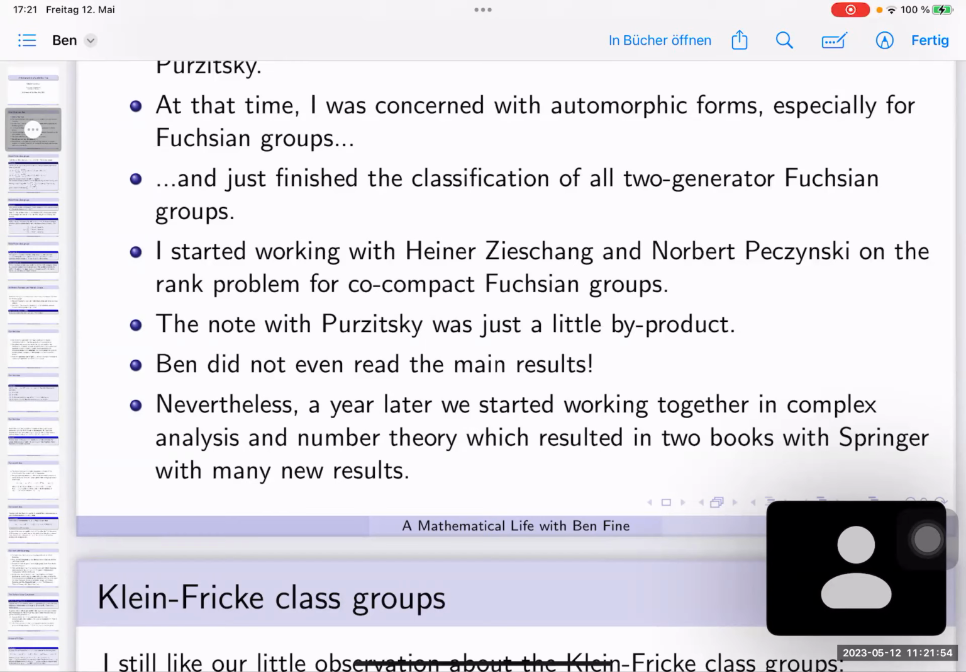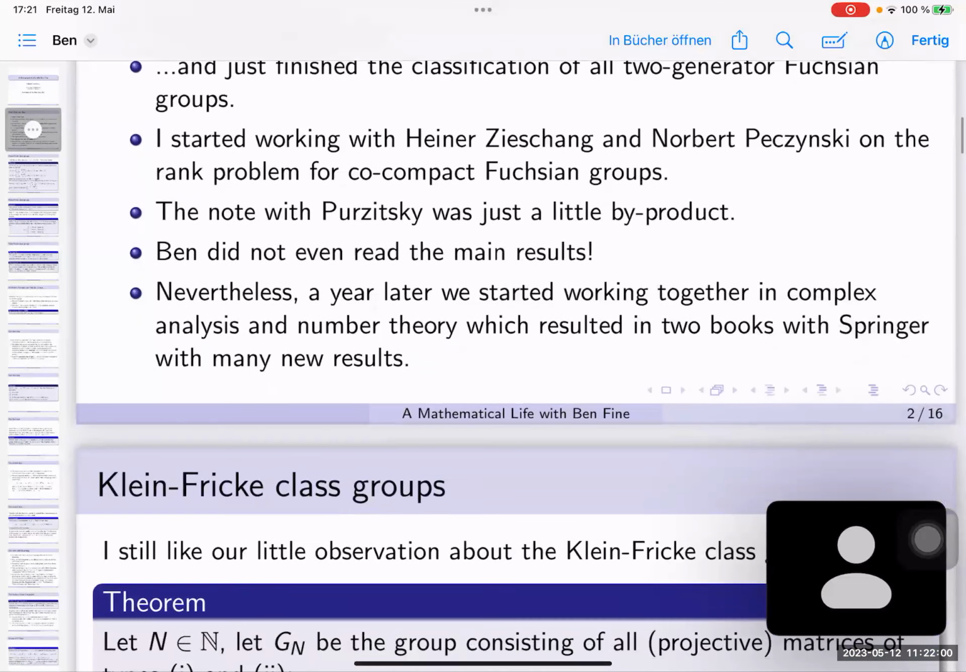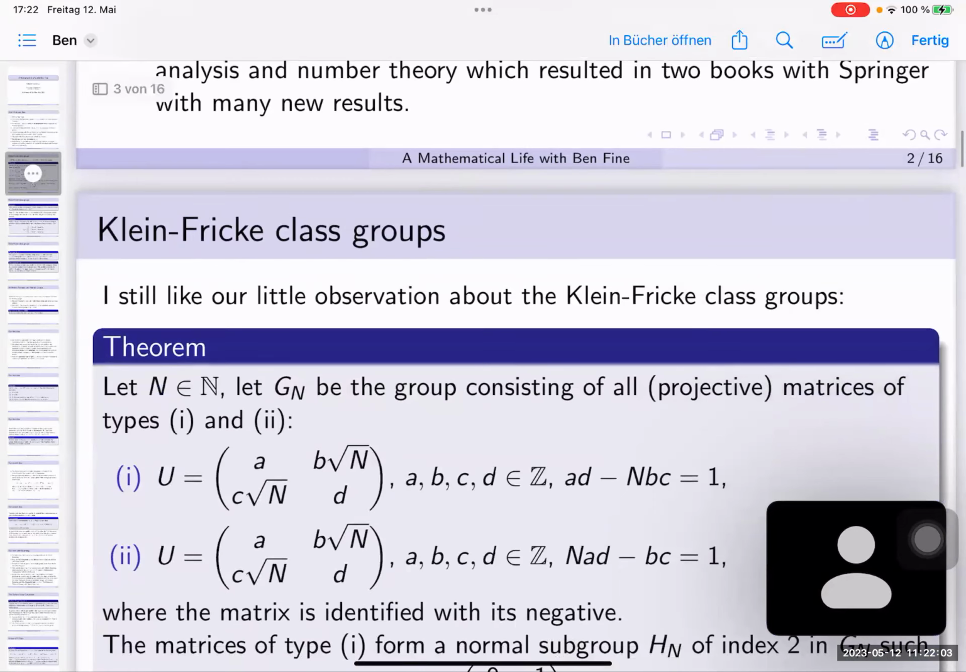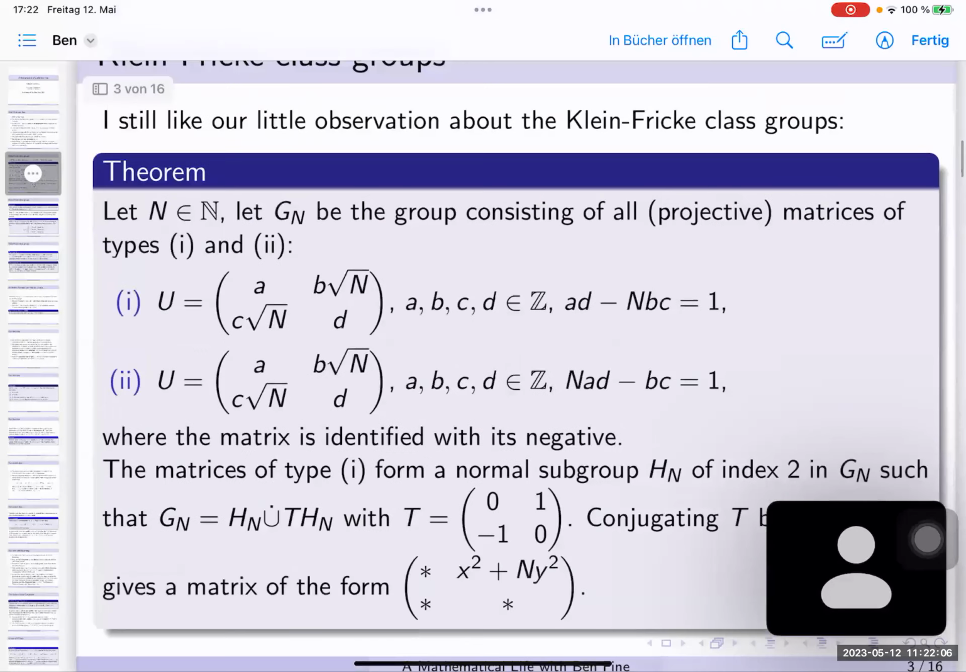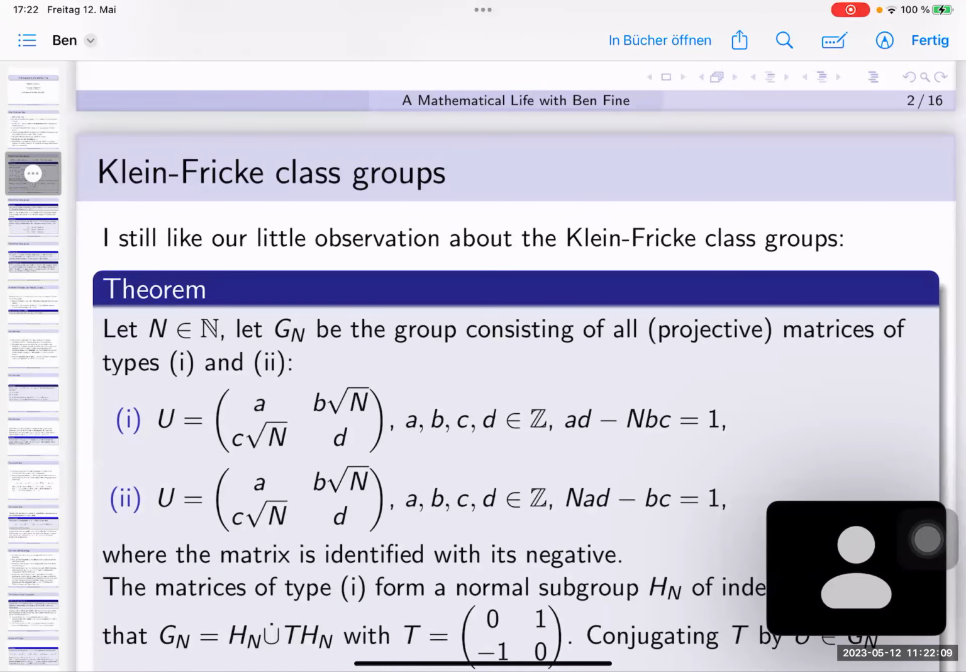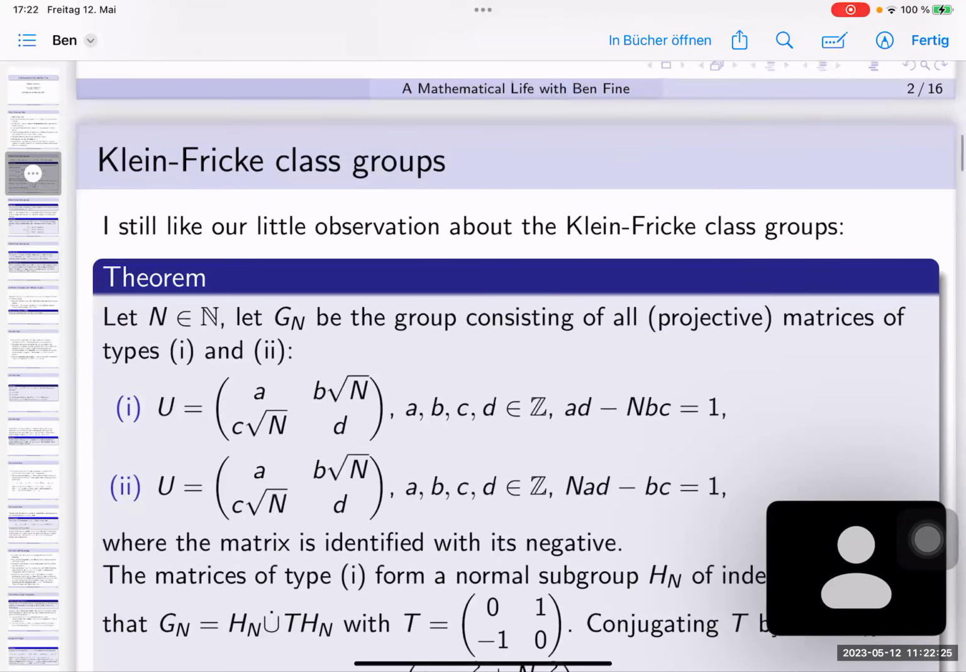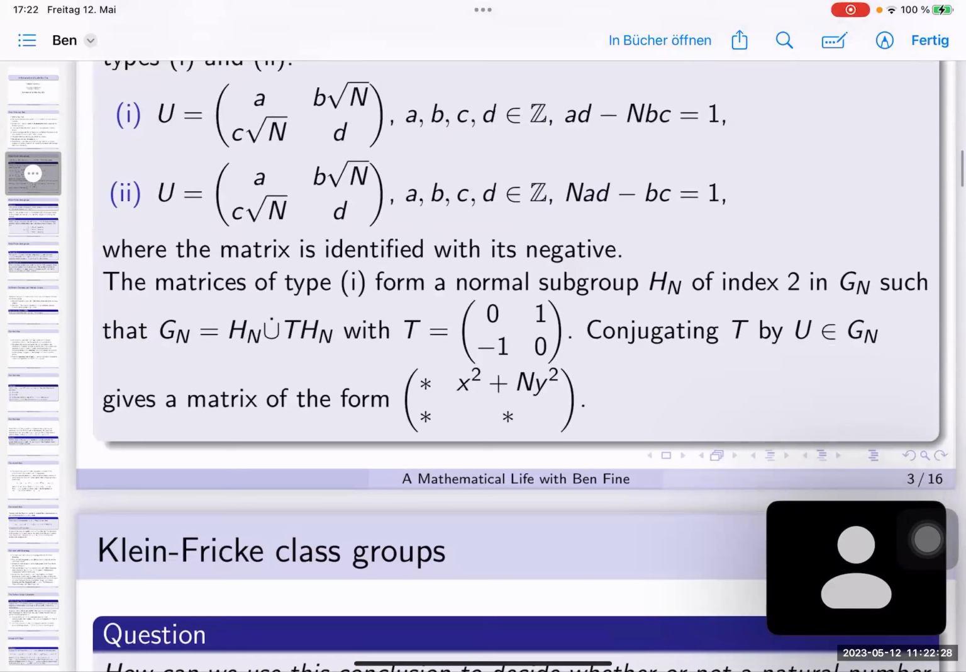First in complex analysis, the result was two books in Springer on number theory. I just mention a little thing of that. The Klein-Fricke groups are the groups with this type of matrices, where the square roots of n are the diagonals, and the matrices of the first type generate a normal subgroup of index 2. And if you conjugate T with any element of the group, then you get a matrix of this form.